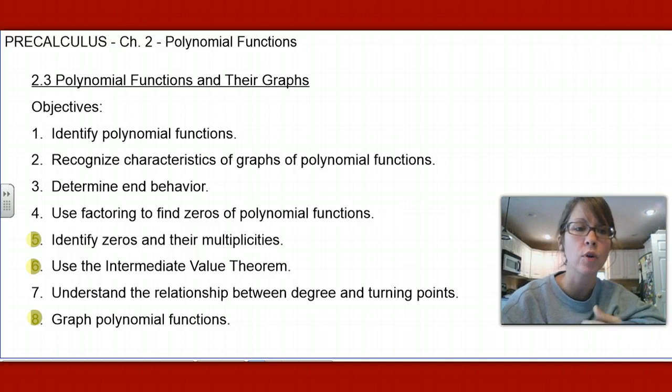With objective 8, we're going to be talking about objectives 2 and 3 and 4 and touching on 5 and 7 as well. So that video is going to be an important one for you to view. Okay, let's get started with intermediate value theorem.